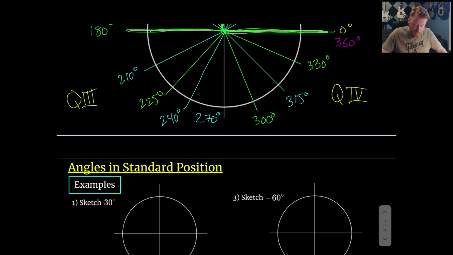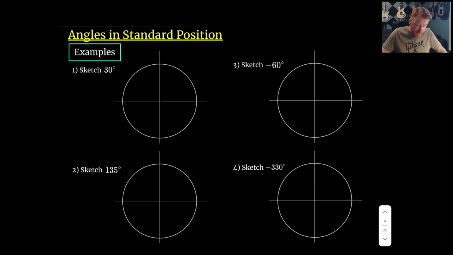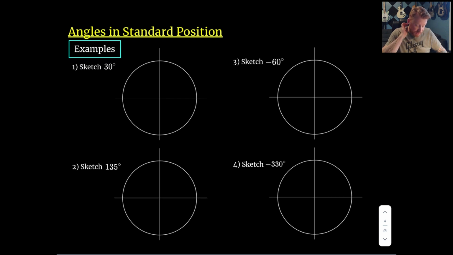All right, moving on here, we'll take a look at just trying to sketch in some angles in standard position. So some of these we just saw, and some of them are negative, which we didn't talk about. Well, we can talk about what that means right now.